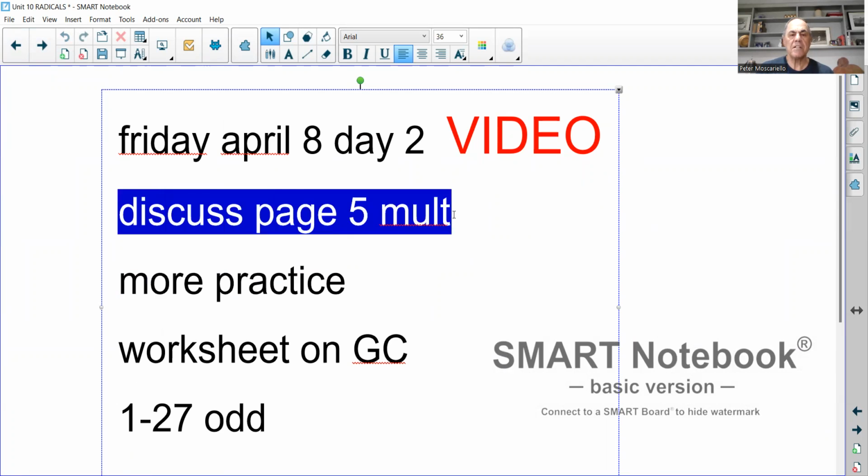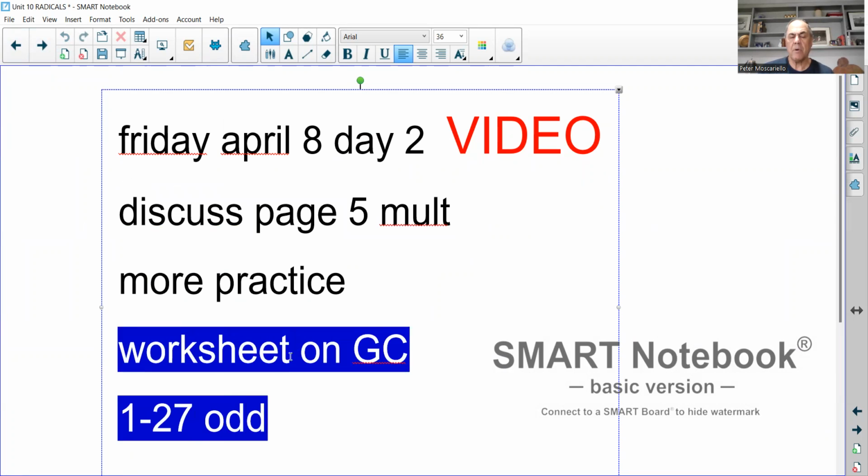And for right now, we're going to discuss page 5. I'm going to go back to the worksheet page 5 that you did for homework. And here's your homework for tonight. I've already posted a worksheet. Alert, it's not part of the packet. It's a separate worksheet posted on the GC. You're doing 1 through 27 odd. At the end of the worksheets, the answers are also posted for you. So that's nice. Let's go over page 5.